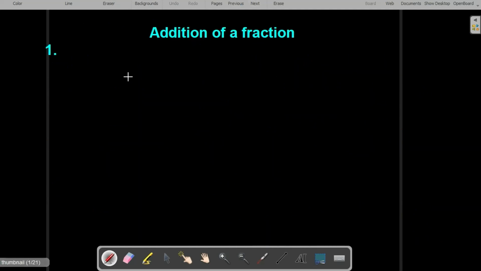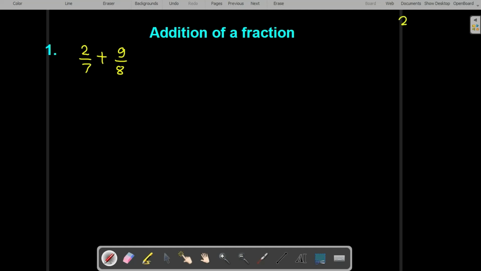Now we'll move to addition of fractions. How we can add fractions, how we can subtract, and how we can divide and multiply fractions. So let's start solving the first question. If you see here, 2/7 plus 9/8. Now, these two are fractions.